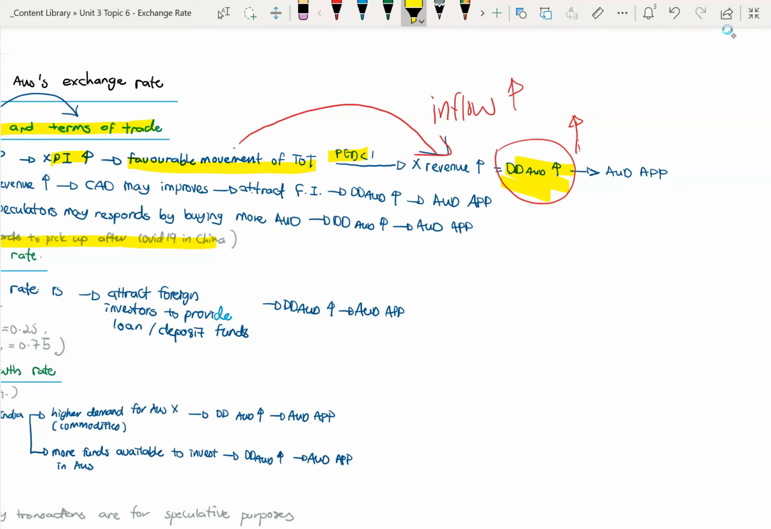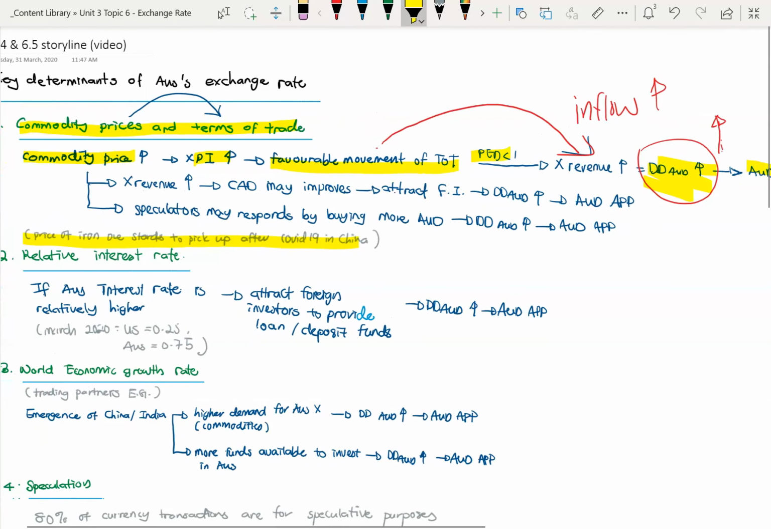This is very, very important. When you say AUD appreciates or depreciates, you have to tell the examiner whether it is because demand changes or supply changes, because it has to be reflected in your graph. So demand for AUD rises, then AUD appreciates. Demand higher, price higher. Simple principle.